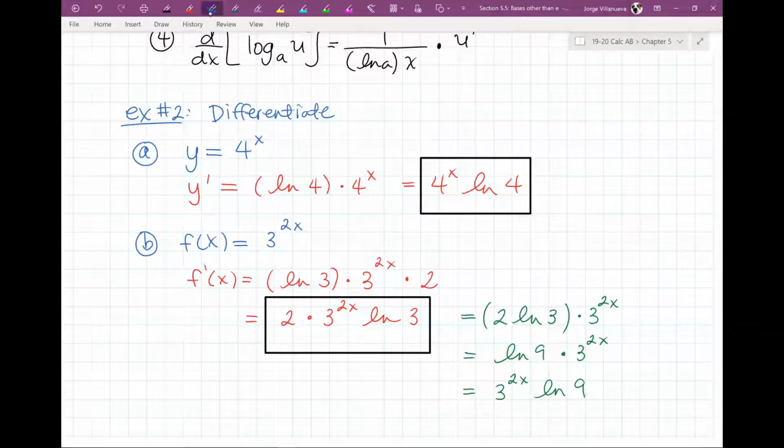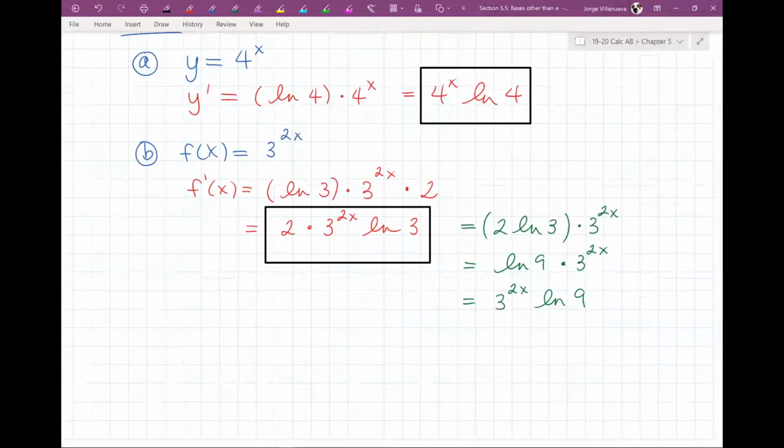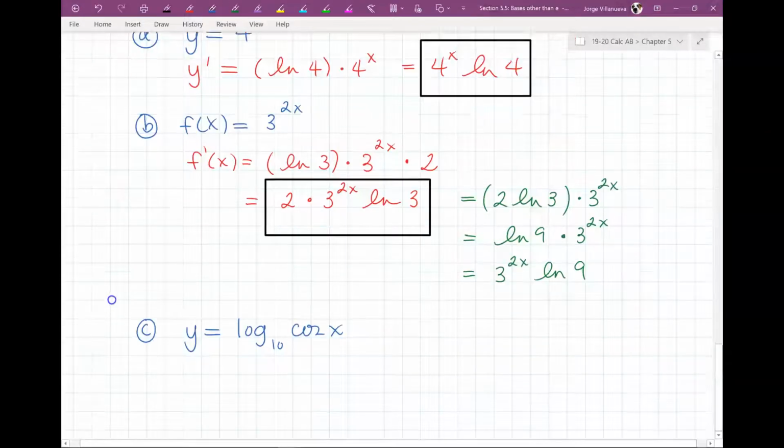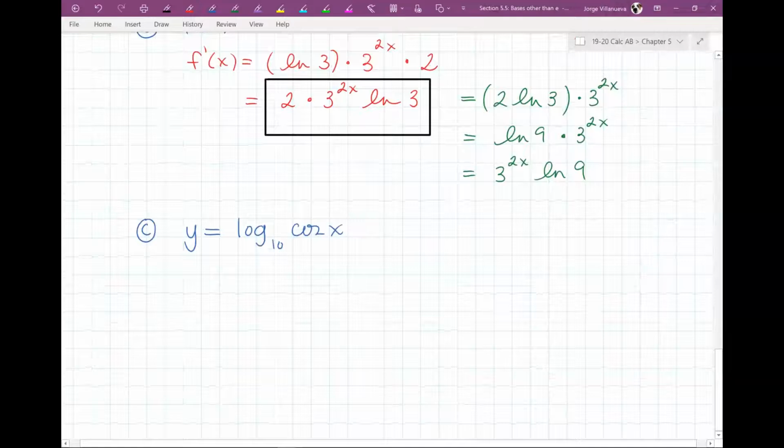Let's do one more and then we'll move on to the integrals. Let's do one with logs. So y equal to log base 10 of cosine of x. Okay. So according to definition, for a log base a of u, right? It's not just log of x, it's log of cosine of x. So this is log base a of u. It's supposed to be 1 over ln of a times u.